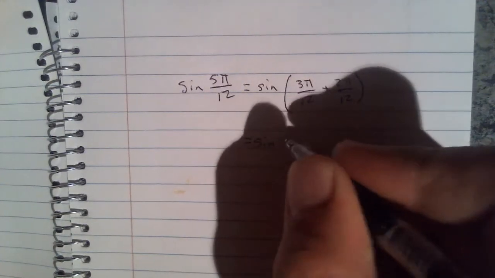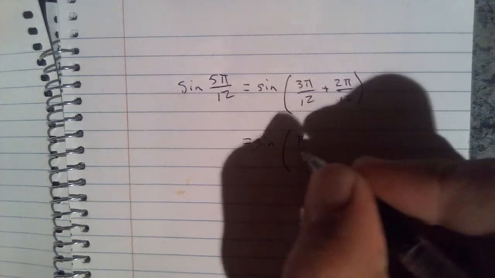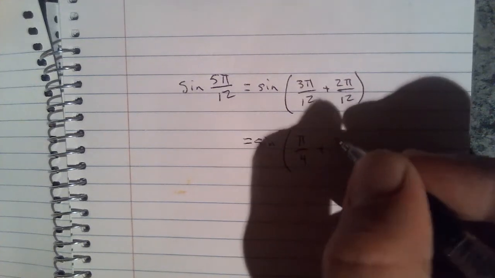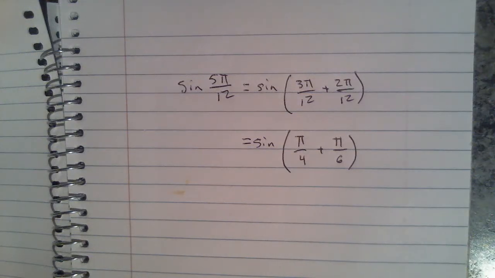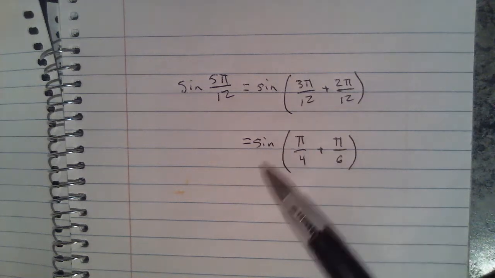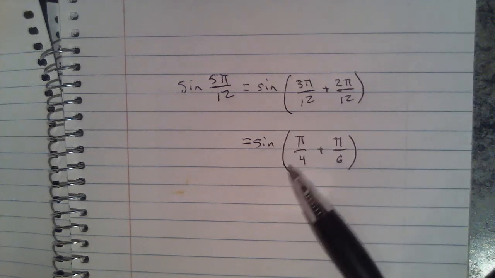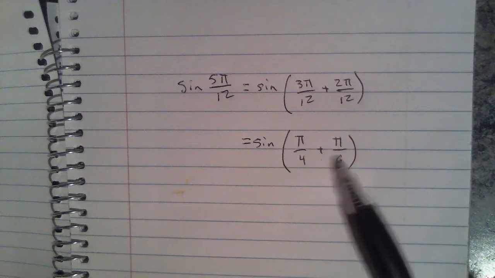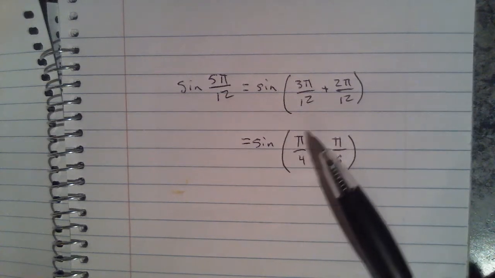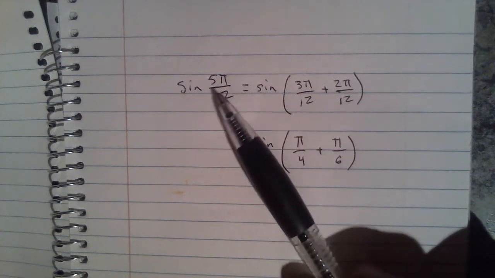So instead of finding the sine of 5 pi by 12, I'm going to find the sine of 3 pi by 12 and 2 pi by 12. Again, that might seem awkward until you go ahead and simplify to pi by 4 plus pi by 6. And now these are angles that we may know sines, cosines, tangents, whatever of. So we're hoping to come up with a rule that allows us to find the sine of this sum so that we can find the exact value of the sine of this angle.